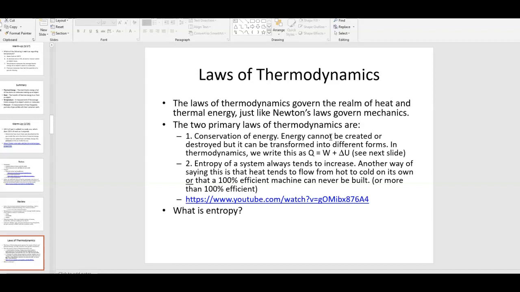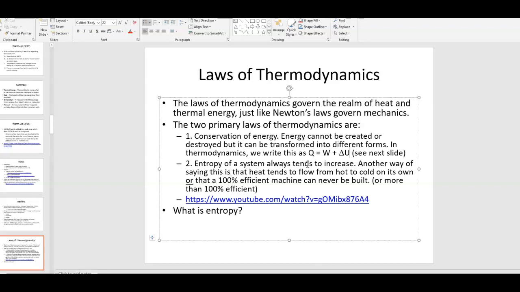Okay, energy cannot be created or destroyed, but it can be transformed into different forms. And we're going to write that in an equation that we've never seen before, and we can see there's an equation that goes with it. This equation right here, this is the first law of thermodynamics, and we'll talk about that on the next slide. And then the second law, there's three different ways to state the second law. And again, we'll talk about each of these in turn.